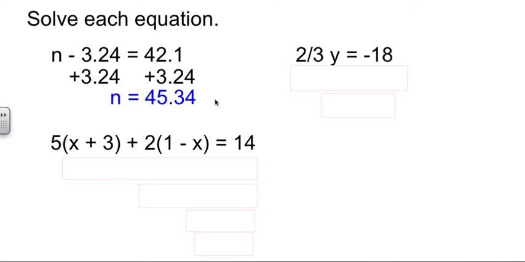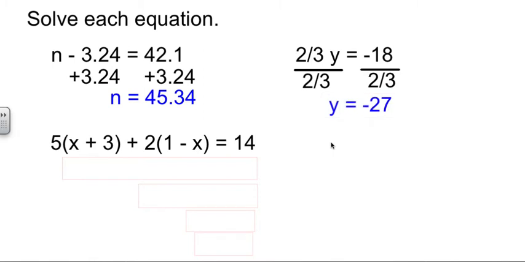Remember, the basic idea for solving equations is to undo what they did to the variable. Here we've got 2/3 times y equals negative 18. They multiplied by 2/3, so I'm going to divide by 2/3. Grab my trusty calculator. Negative 18 divided by 2/3 is negative 27.